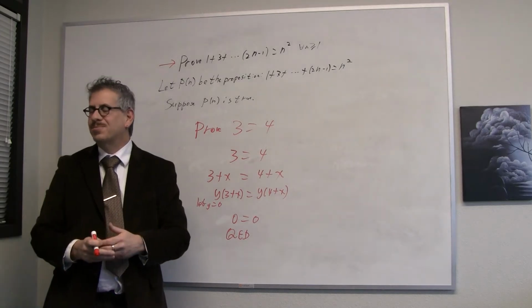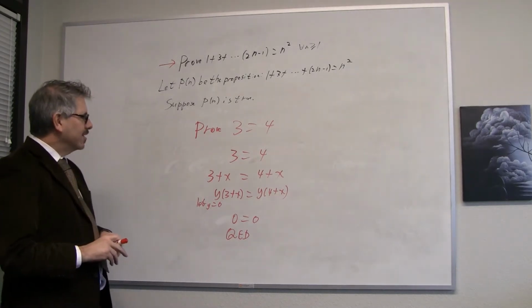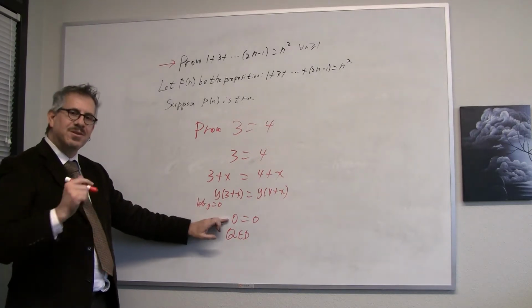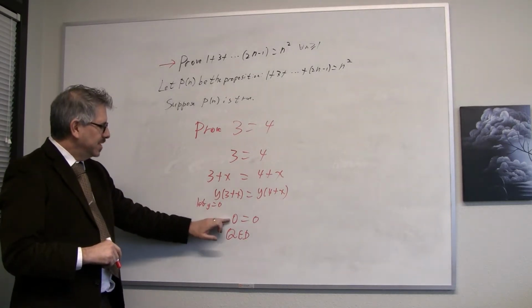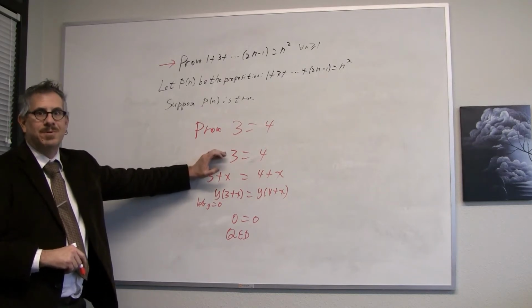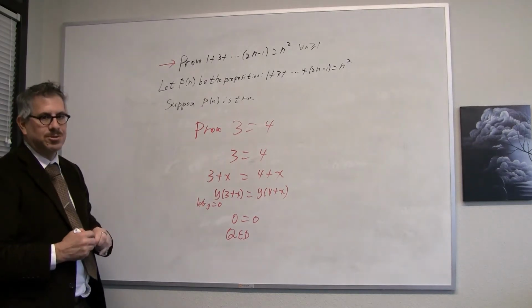And that's clearly not a proof that 3 equals 4. All I've shown is that if 3 equals 4, then 0 equals 0. I have not shown that because this is true, this is true. And I better not be able to do that because we know this isn't true.